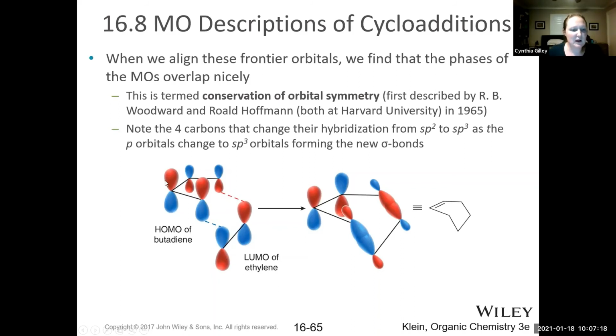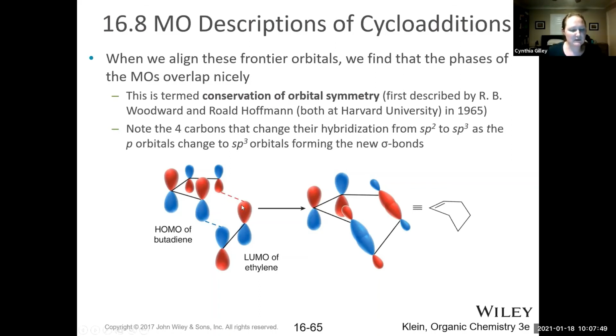So as we draw the HOMO of the diene and the LUMO of the dienophile and attempt to align them as the Diels-Alder reaction takes place, what we notice is that there is conservation of orbital symmetry, which basically means that on both sides there's constructive overlap. And that means constructive overlap can lead to a bond. And of course, in the Diels-Alder reaction, we're simultaneously forming two new sigma bonds.